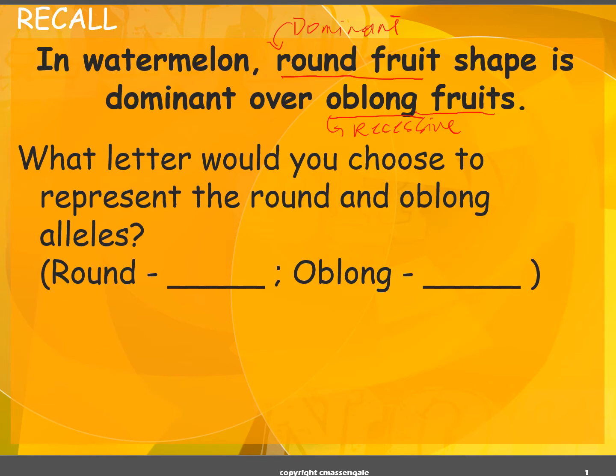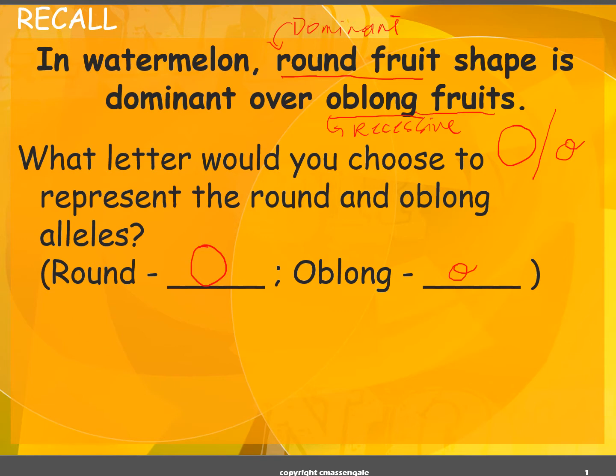So the first question is, what letter would you choose to represent the round and the oblong alleles? For this specific problem, we will be using letter O. So we have here capital O and the other one is small letter o. Please take note of their distinction. Parang may maliit na buhok yung small letter O natin. So for the round, as stated in the problem, the dominant trait is round fruit, so we will assign the capital O. And for the oblong, since it is the recessive trait, we will assign the small letter o. So that's the answer for that one.